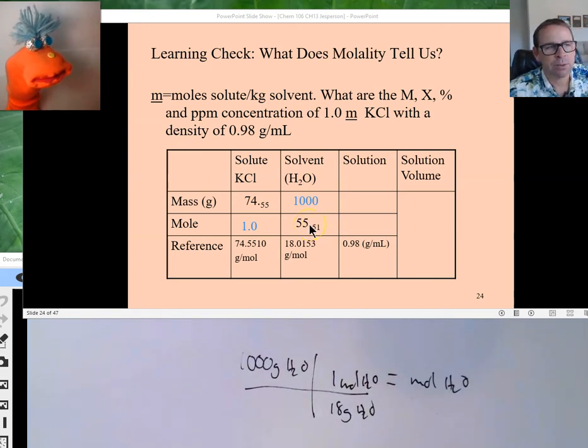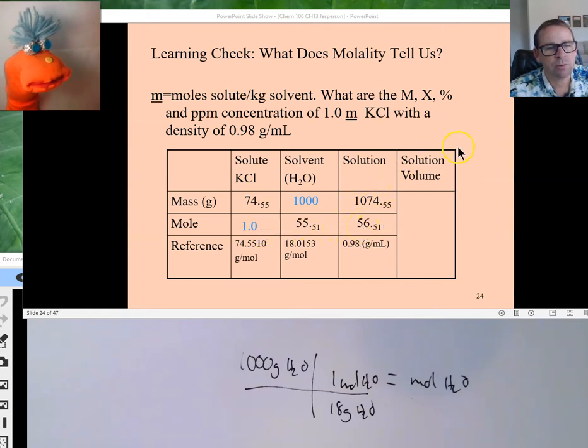All right, what else can I do? Mass of solution, you can just add that up. That's right. So 1,074.55 can be my mass of solution. Moles of solution too. That's right. I can add up the moles of solution because it's just the sum of these two.